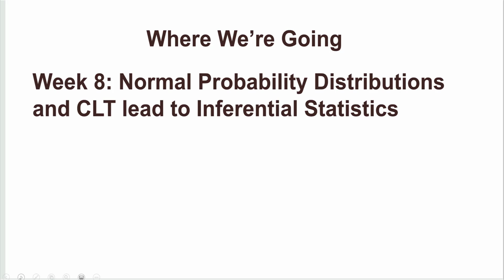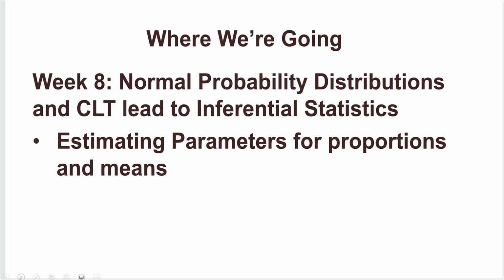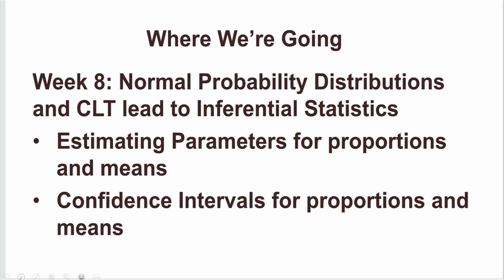So where are we going? So what we're learning this week is going to lead into normal probability distributions, and central limit theorem will lead us to inferential statistics that we'll begin studying next week. And next week, we'll estimate parameters for proportions and means, and also calculate confidence intervals for proportions and means. Following that, we'll do hypothesis testing, and then we finally end the course with regression analysis.